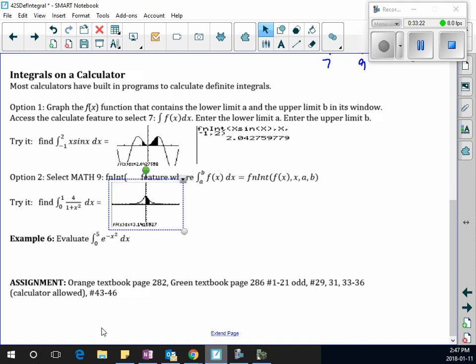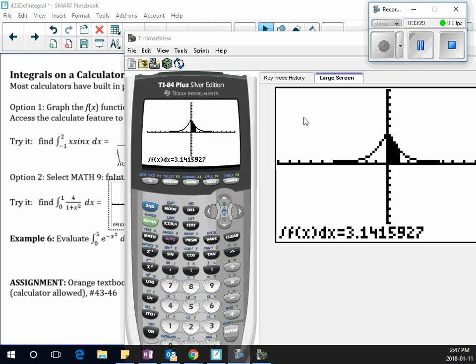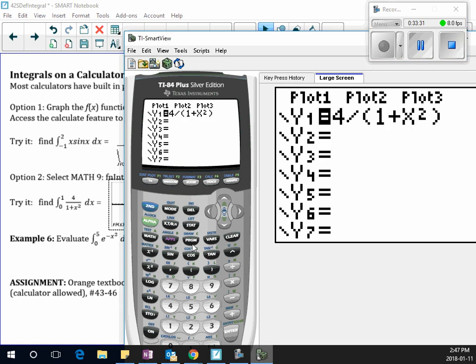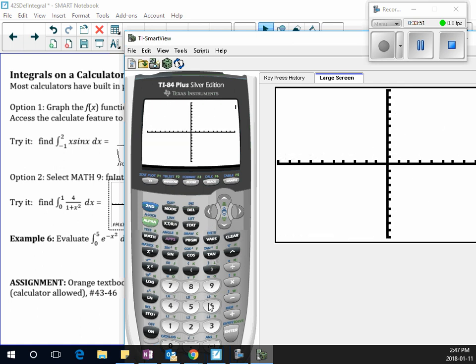Nice. Okay, did you do the last one? Do the graph one again. So it's going to be, clear it, e to the power. Oops, I didn't do second function. I'll try that again. Second function, e to the power negative x squared, bracket, zoom 6 for zoom standard. Look at that little bump there.